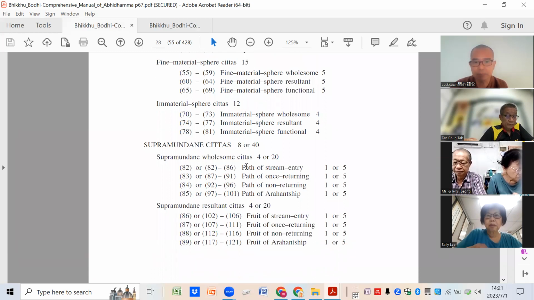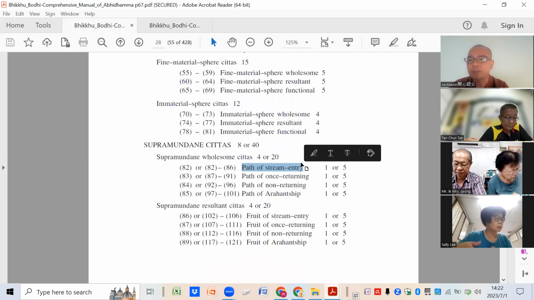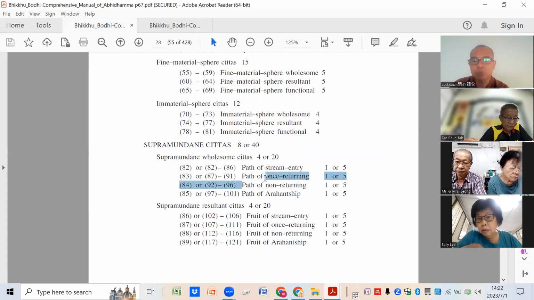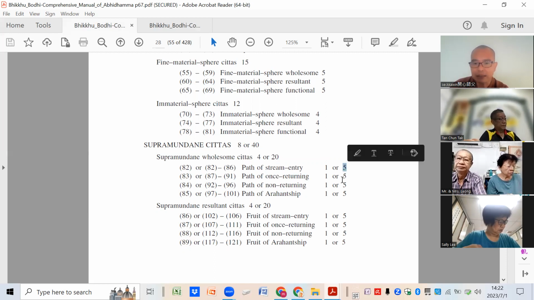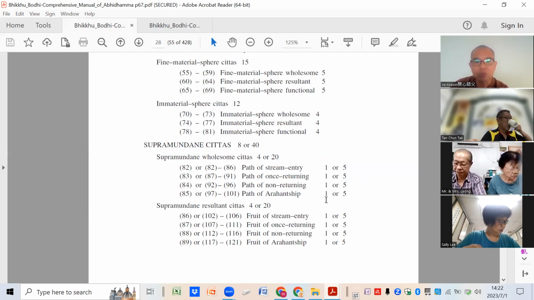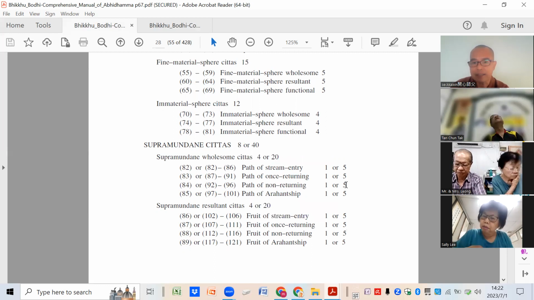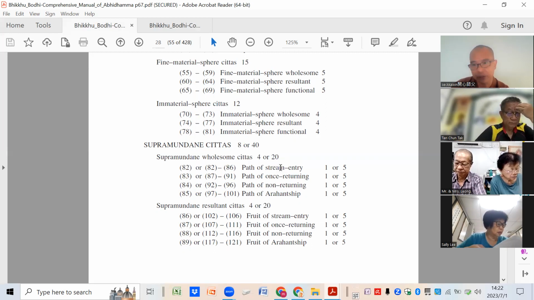The reason is because we got the path of the stream entry, 1, 2, 3, 4, another 1, 2, 3, 4. So this is how the 8 figure comes up. But in order to attain the path of the stream entry, we can use either first, second, third, fourth, or fifth jhana, and the same in order to attain to the once-returner, we can use either first, second, third, fourth, or fifth jhana. So that's why they all five appear here, including the path and the fruit. Once it turns up, all become 5, so there will be 20. So 81 x 20 becomes 121.